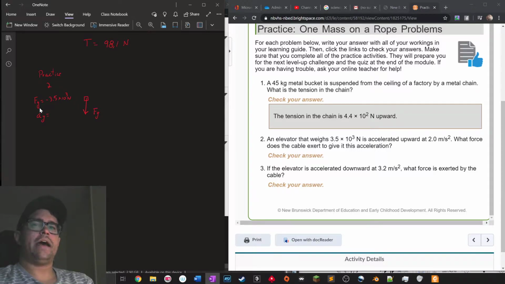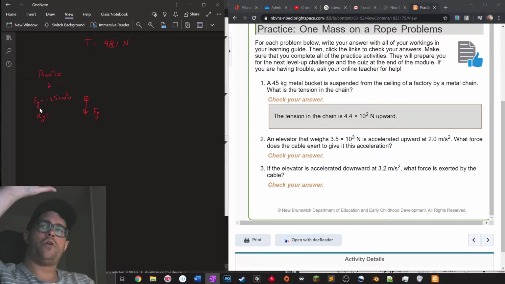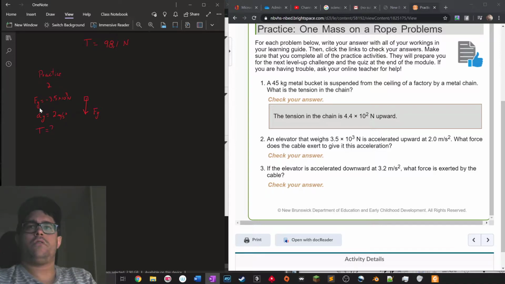AY. So this is the real acceleration. So this elevator is going up. Whatever force is going on them, we have an AY of positive 2 meters per second squared. What force does the cable exert to give it its acceleration? So we're asking the tension on the cable. So there's a tension, T. Fg, there's a mass. So we don't know the mass. I think we're going to have to find it out.